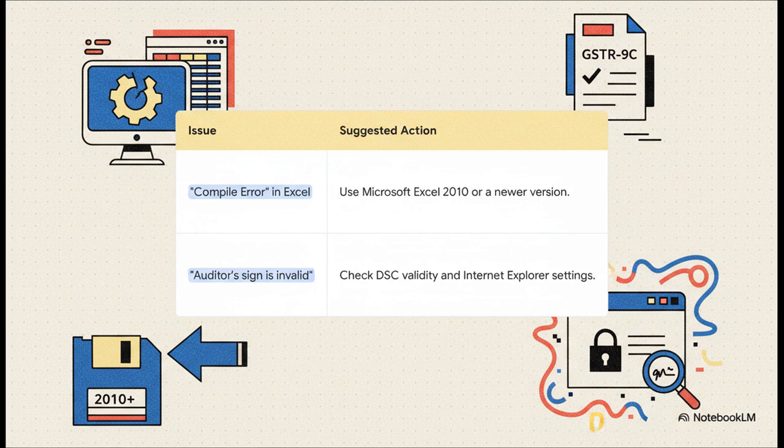And hey, to help you out, here are a couple of the most common technical hiccups. If the auditor sees a compile error, it almost always means they're using an older version of Excel. They need Excel 2010 or newer. If you get an auditor's sign as invalid error, it could be something as simple as their digital signature certificate being expired, or even just some weird browser settings.